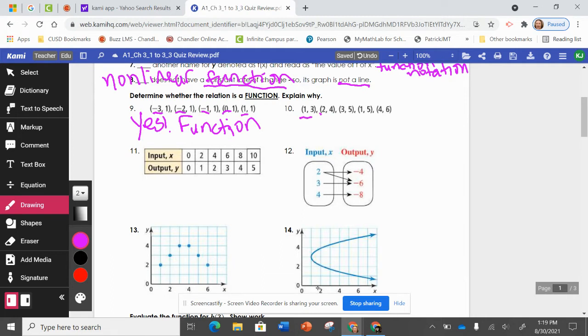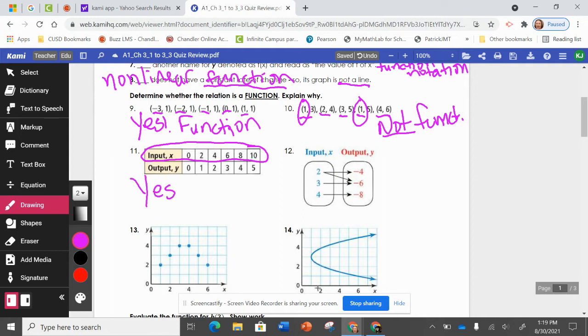If I look at number 10, I have 1, 2, 3, 1, 4. Well, those two ones in the x spots are repeated. So this is not a function because those x values are repeated. For our table in number 11, remember we're focused on the input, the x values. And so we check 0, 2, 4, 6, 8, 10. Nothing there is repeated, so yes, this is a function.